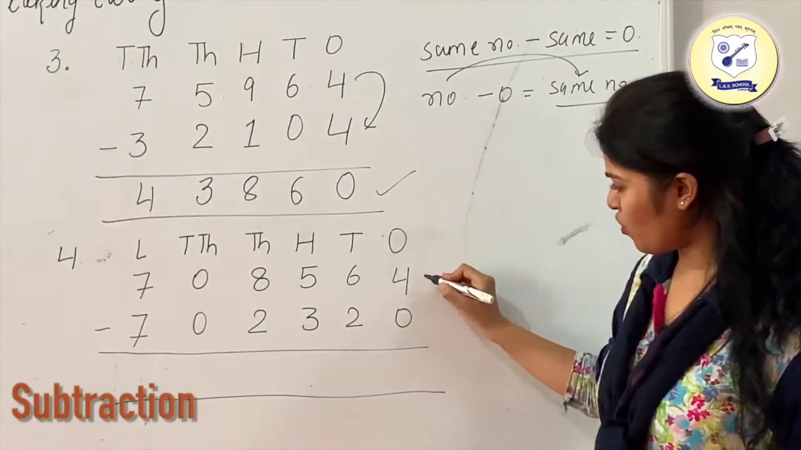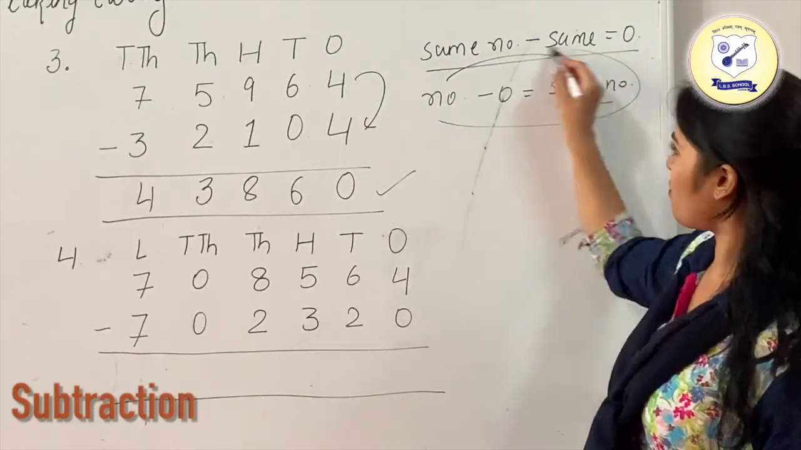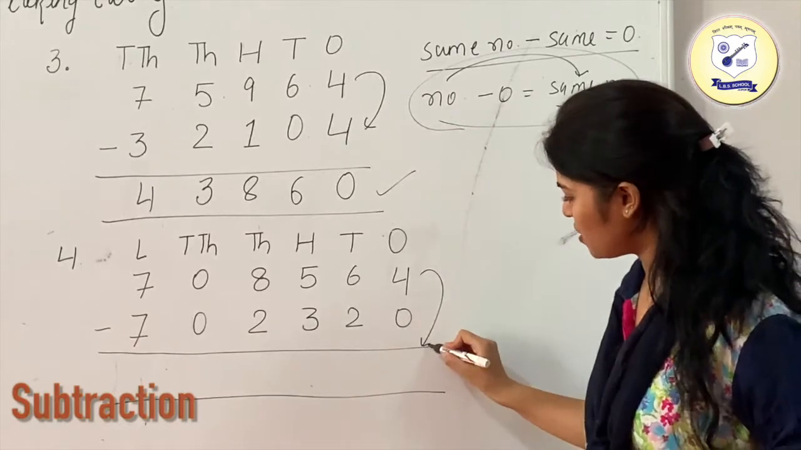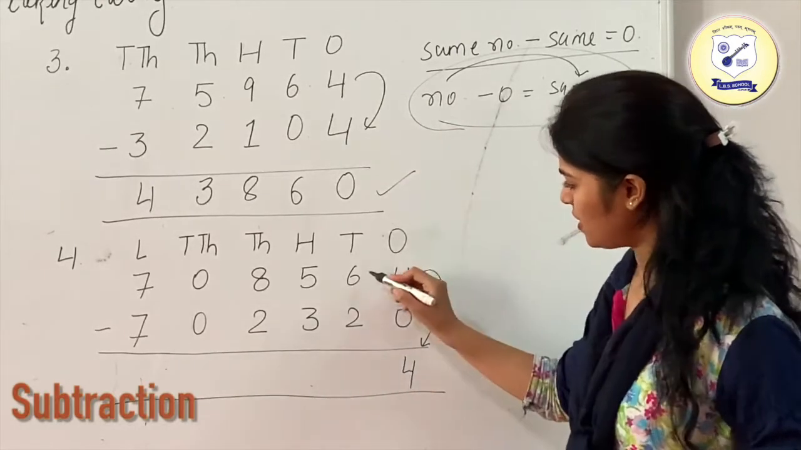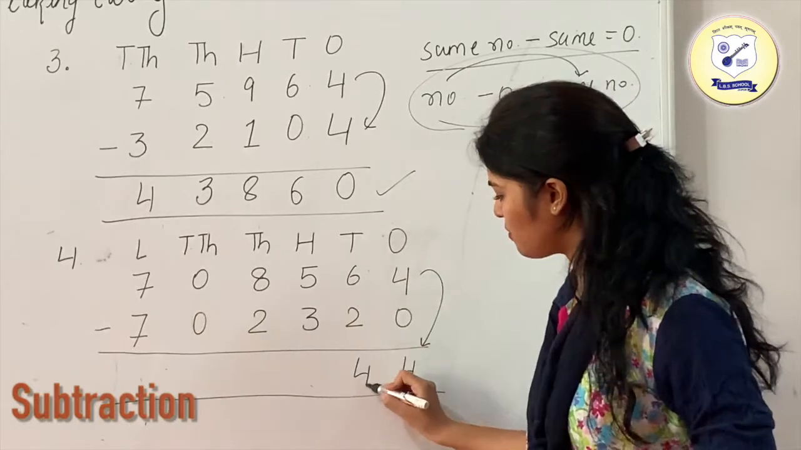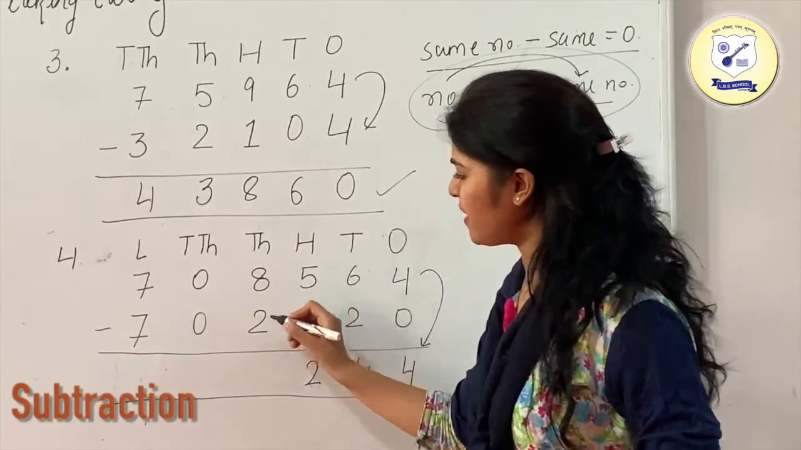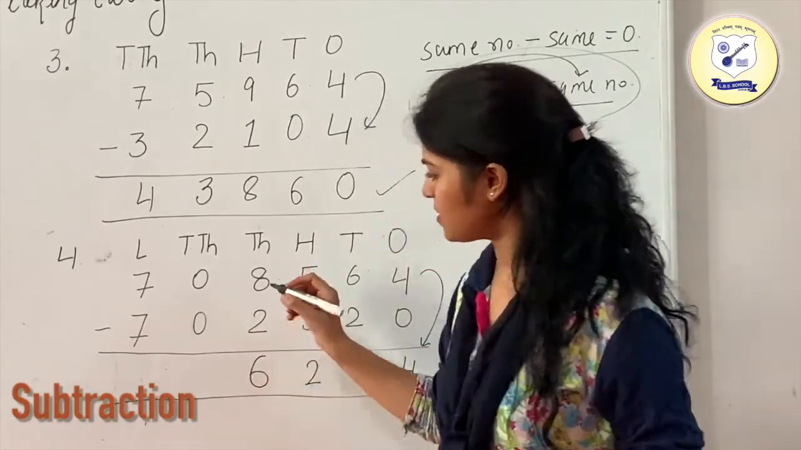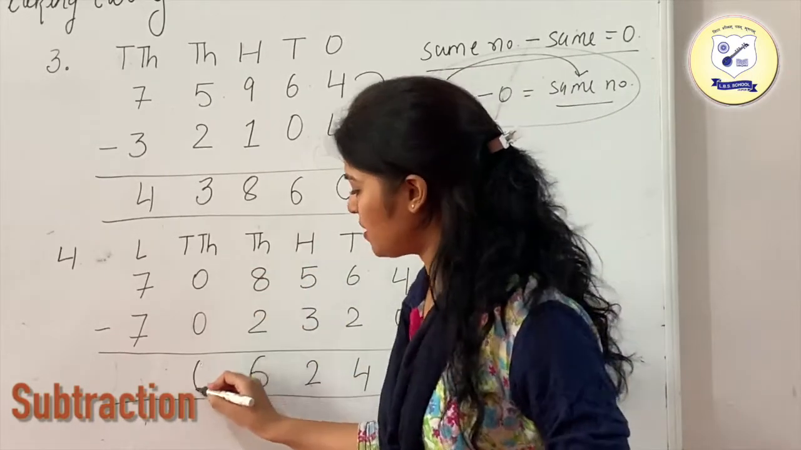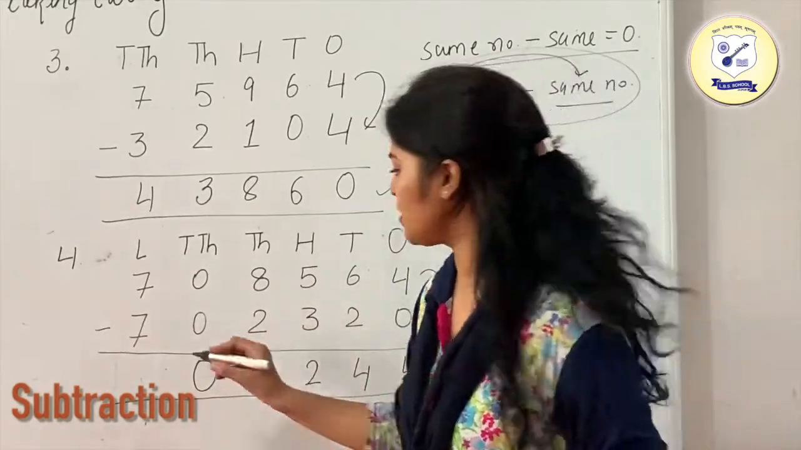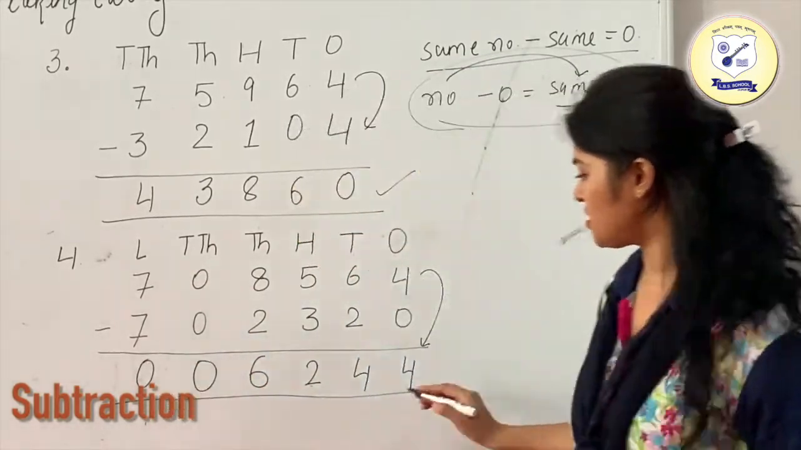Now we have 4 minus 0. Again we need to use this property: a number minus 0 gives the same number back. So your answer would be 4. 6 minus 2 is 4. 5 minus 3 is 2. 8 minus 2 is 6. 0 minus 0 would be 0, and 7 minus 7. If you are subtracting two same numbers, then your answer would be 0. So this is your answer.